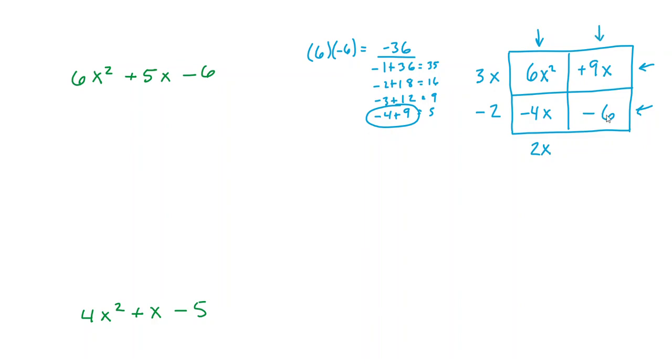And then 9x and negative 6x, well, one's positive, one's negative, so I'm not going to say they have a negative in common, so I'll just say plus. But they do both have a 3 in common. So we think the answer is 3x minus 2 times 2x plus 3.